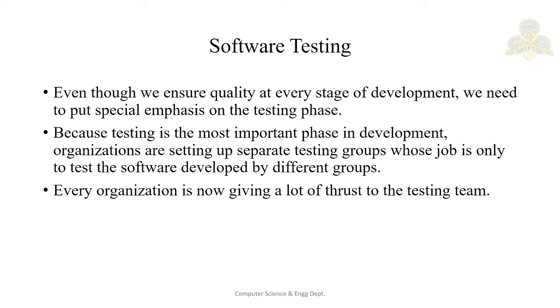Okay. The next one is software testing. Even though we ensure the quality at every stage of the development, we need to put special emphasis on the testing phase. Why? Because in spite of the best efforts by the quality assurance engineers and your development engineers, there might be defects, or many defects might be there, still waiting to be uncovered in the software. So in the testing phase, we need to rigorously test the software and find as many bugs as possible, so that we can confidently deliver the quality product to the customer.